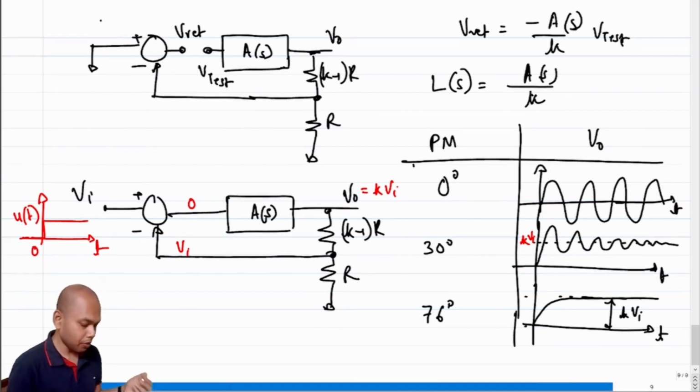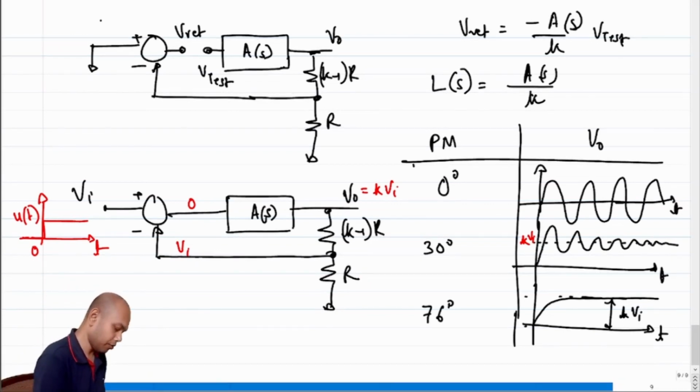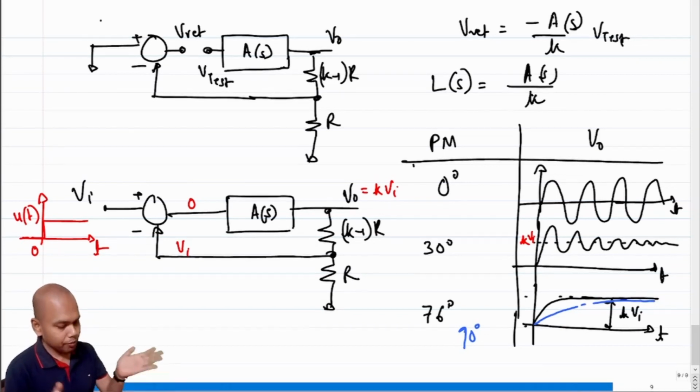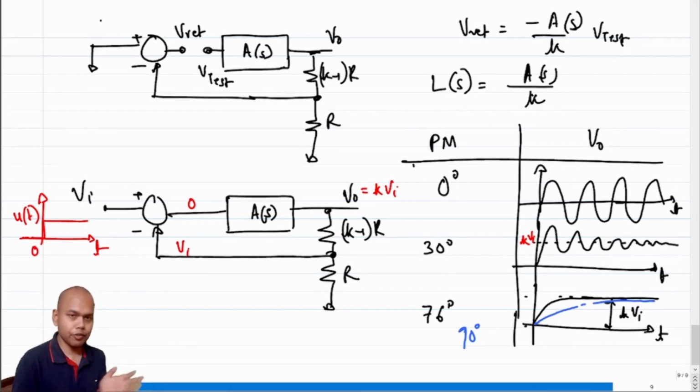And if you keep on increasing phase margin beyond that, let's say now we go to 90 degree phase margin, then the output will definitely settle, but it will settle even more slowly. So this is essentially a lookup table. You can consider these plots as lookup table plots for what output you can expect if you give a step input under different phase margin specifications.